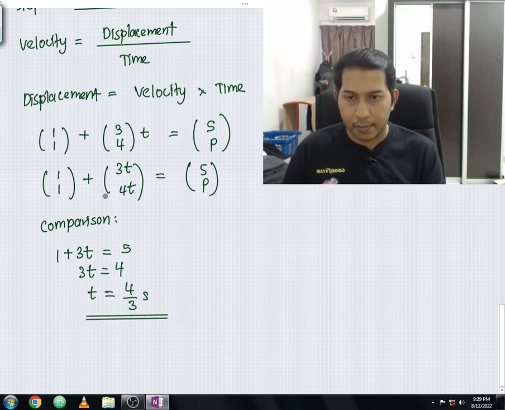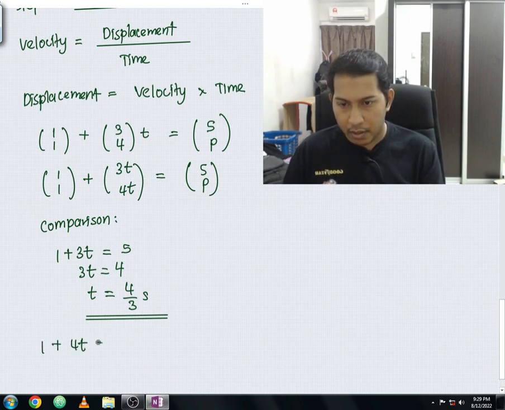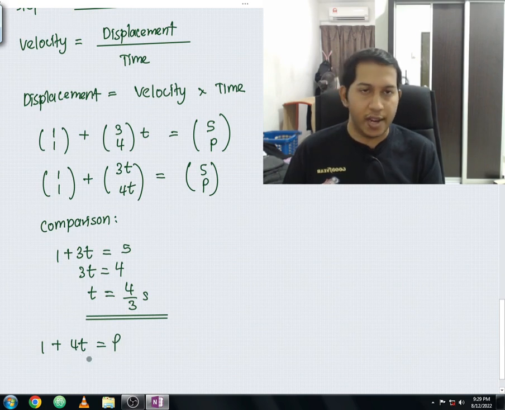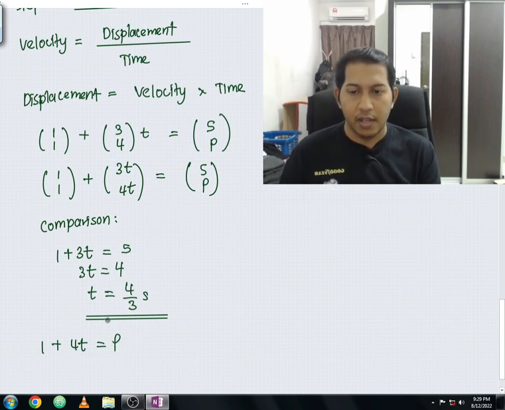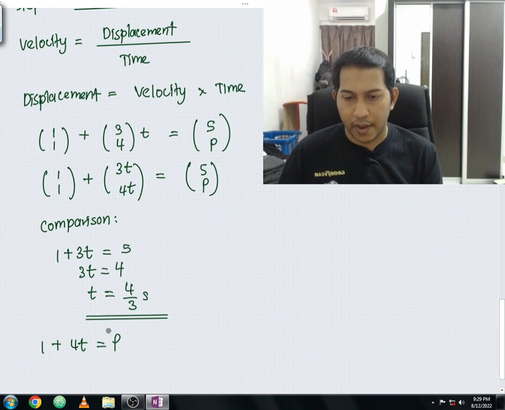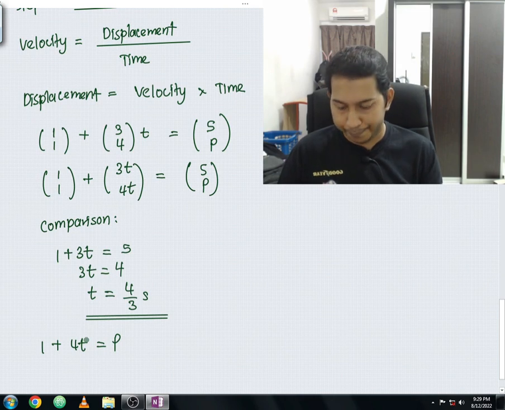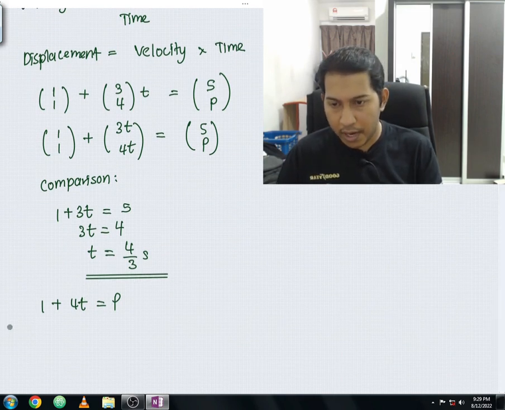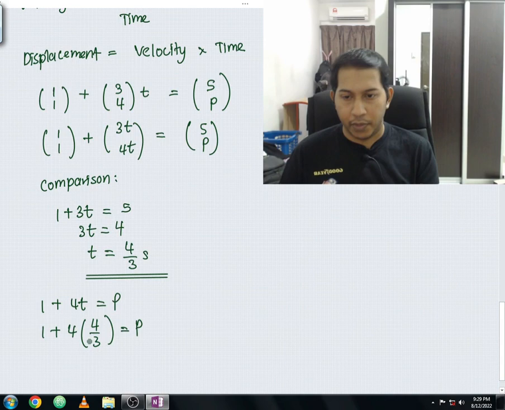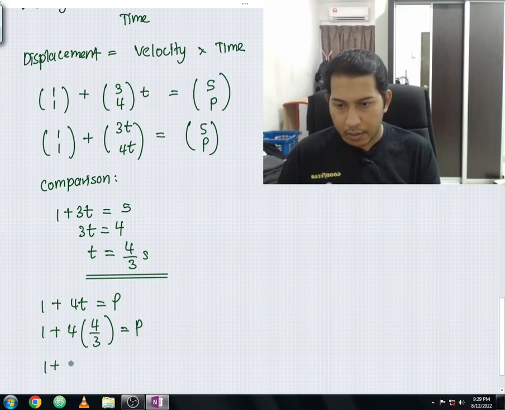So let us proceed to our second comparison. 1 plus 4t is equal to p. You have two variables here, but we already know the value of t. So in order for us to find the value of p, this 4 over 3 we can substitute into this equation. So from here 1 plus 4 times 4 over 3 is equal to p. So 4 times the fraction, 1 plus 16 over 3 is equal to p.